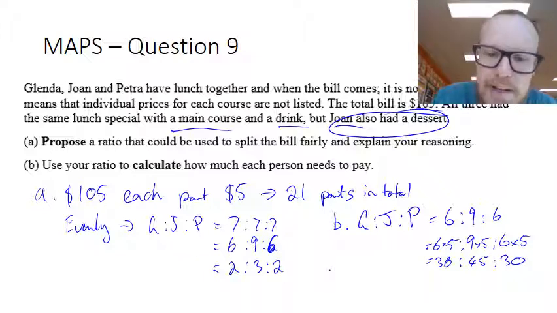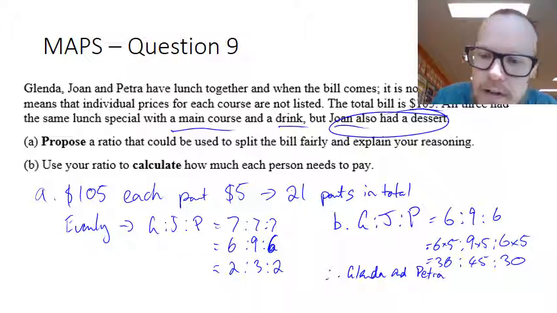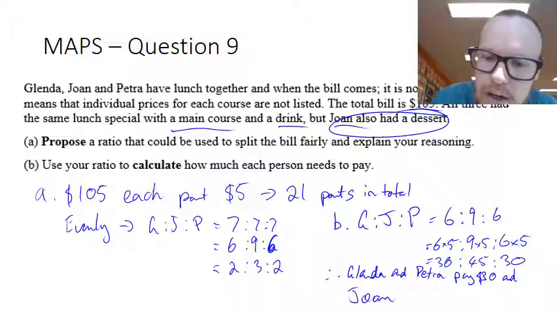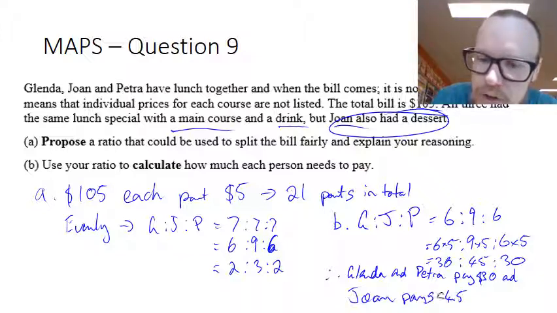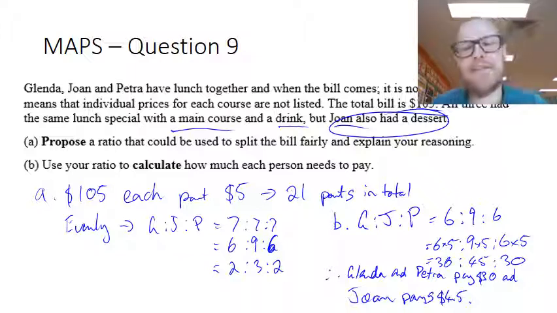And I can say, therefore, Glenda and Petra pay $30 and Joan pays $45. And if you think about it, this makes sense. $15 for a dessert, that sounds about right. You know, if it's a nice piece of cake or something with fancy cream and stuff.